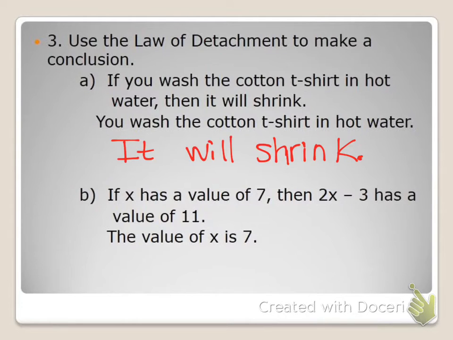On B, if x has a value of 7, then 2x minus 3 has a value of 11. And we are told the value of x is 7. What can we conclude? 2x minus 3 has a value of 11. Or we could just simply write 2x minus 3 equals 11. That is also acceptable.